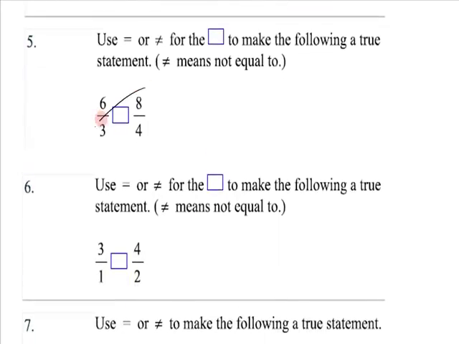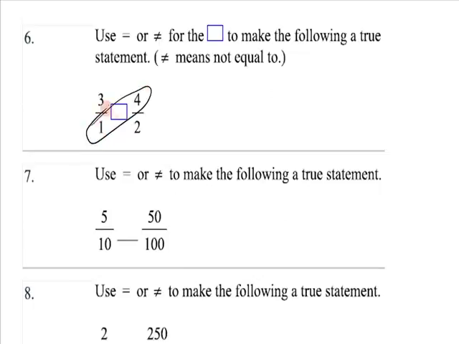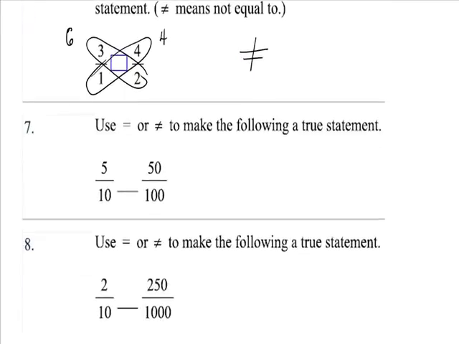Next one. 3 times 8 is 24. 4 times 6 is 24. When the cross products are the same, the fractions are equal. If you were to reduce these, they would both reduce to the number 2. Okay. Cross products, checking for equality. 1 times 4 is 4. 2 times 3 is 6. Not equal.